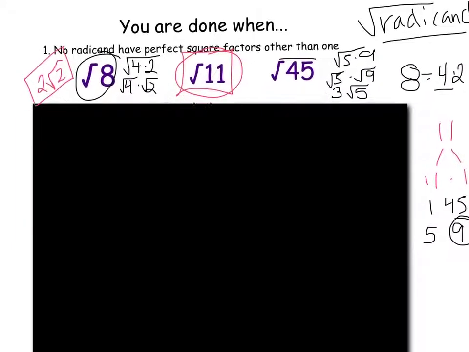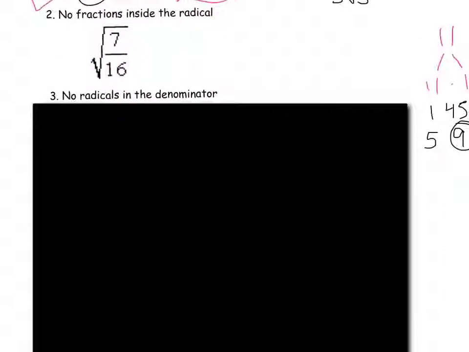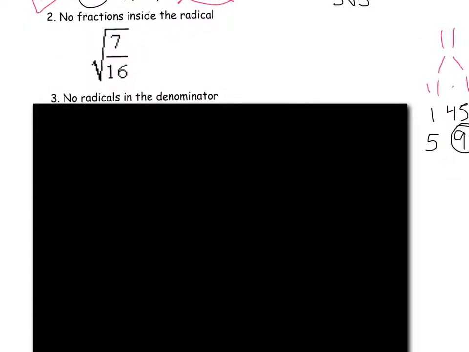No perfect squares underneath. You also cannot have any fractions inside of the radical. So you see this fraction bar that's inside of the square root? Not okay. Alright, so you have to give your square root to both the top and the bottom, just like we did a second ago. So you've got the square root of 7 on top, and the square root of 16 on bottom, which is 4. There you go, simplest form.